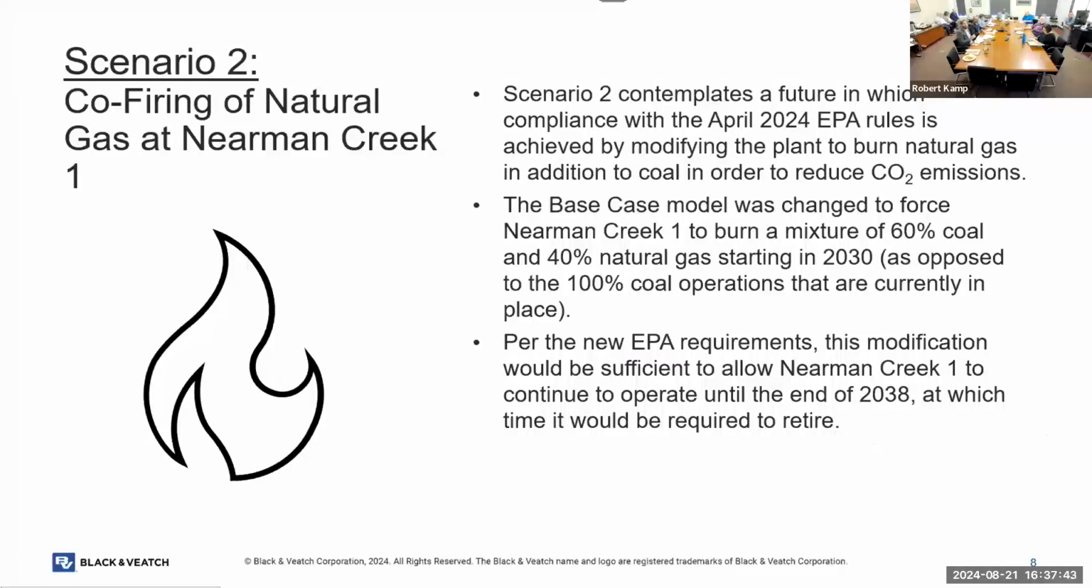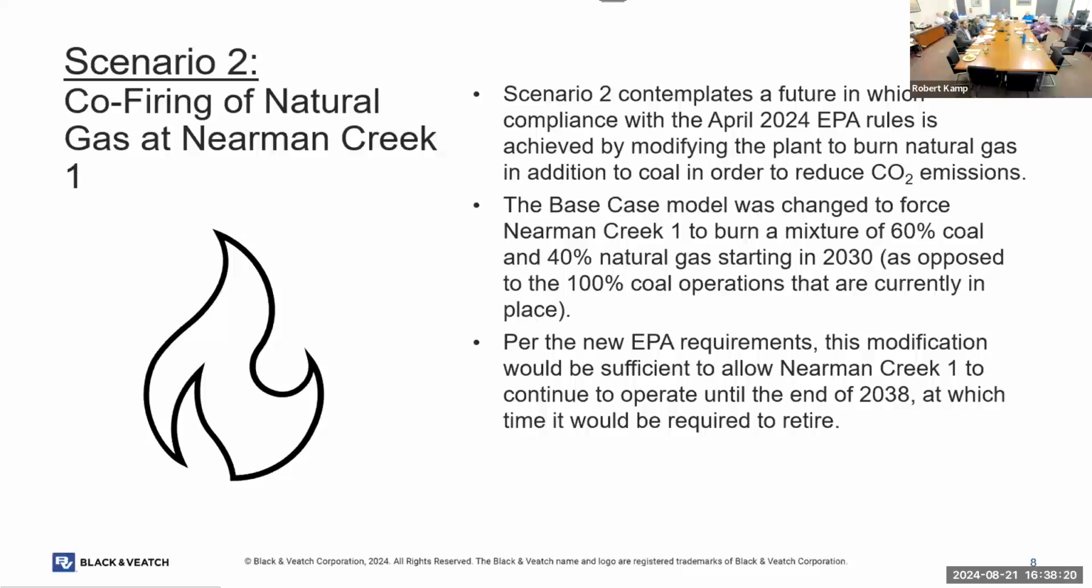So scenario two, like we said, is one of the scenarios where we look at the effects of new environmental rules on the operation. Scenario two looks at a future where compliance with these carbon emission rules is achieved through modifying the plant to burn natural gas in addition to coal. Natural gas is a cleaner burning fuel, and so co-firing that natural gas with coal will reduce overall CO2 emissions.